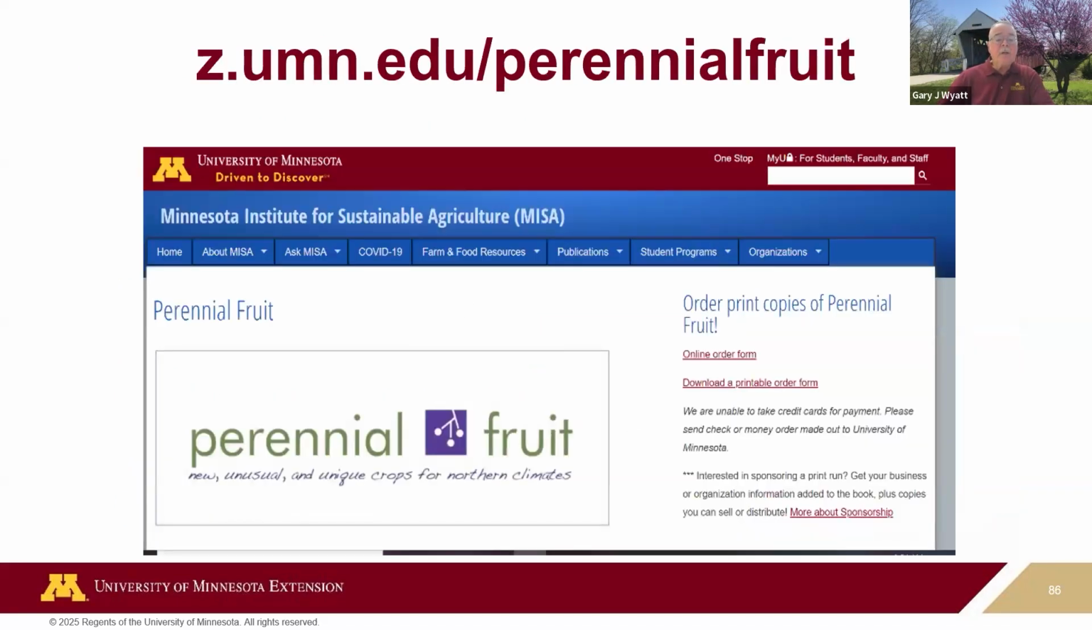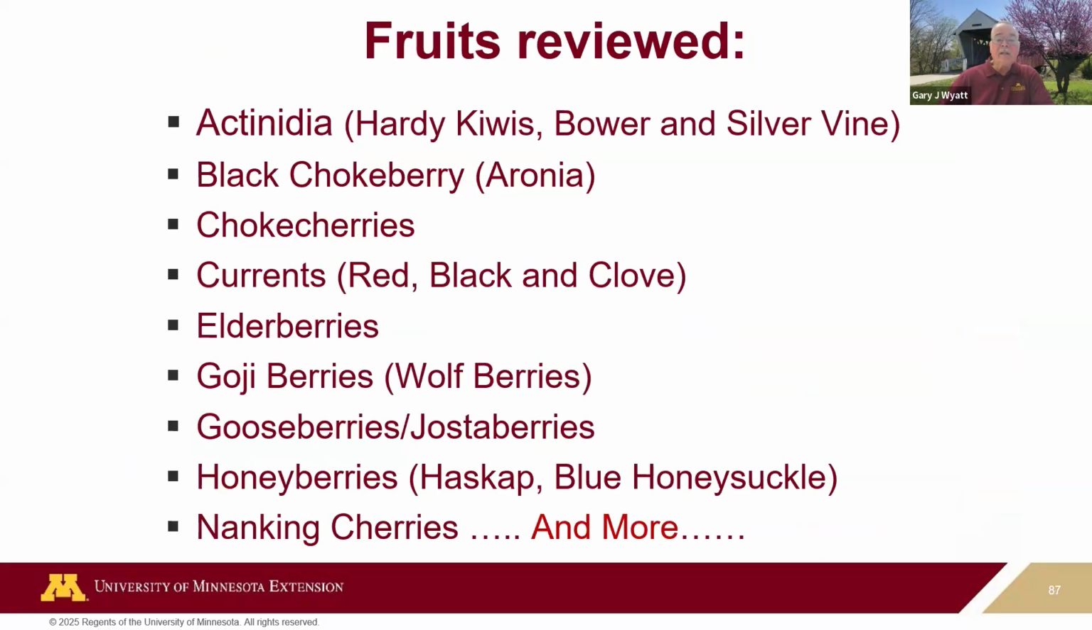There's a really good perennial fruit notebook for a lot of different odd fruits and nuts, and that's available at our Z link, z.umn.edu/perennialfruit, and that shows the fruits that are covered in there. We talked about a few, but we haven't talked about hardy kiwi, though we talked about aronia berry. Chokecherries we haven't talked much about. The currants, elderberry, goji berries.